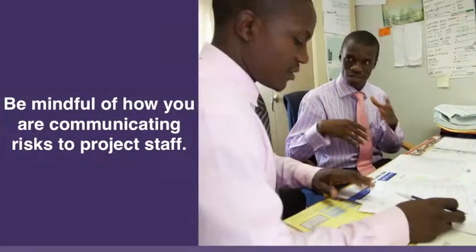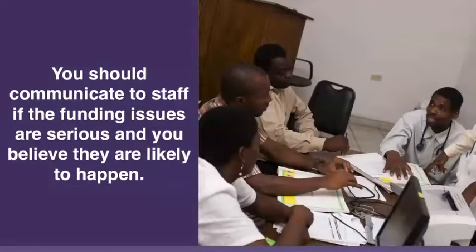It is also sometimes wise to be mindful of how you are communicating risks to project staff. You want to be transparent, but at the same time, you want to be cautious about causing unnecessary panic. For example, too much information related to funding uncertainty can make staff nervous and may lead to unnecessary turnover. You should communicate to staff if the funding issues are serious and you believe they are likely to happen.